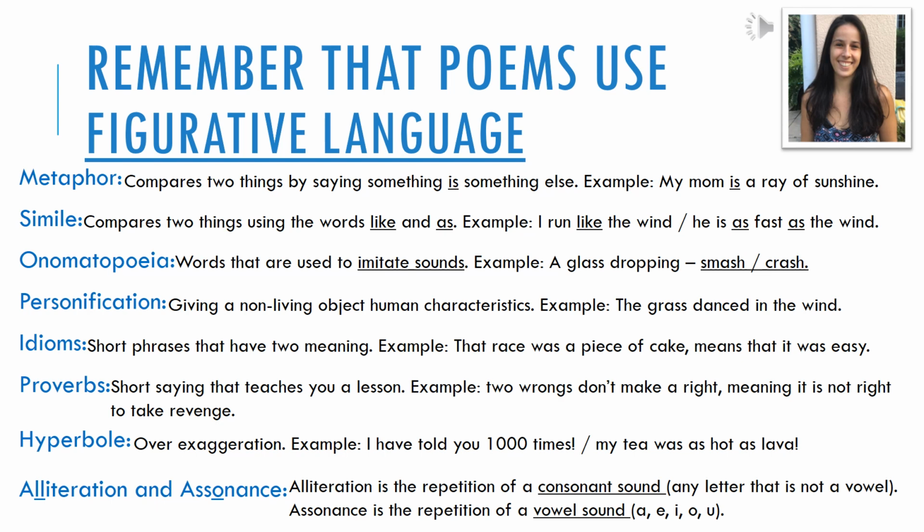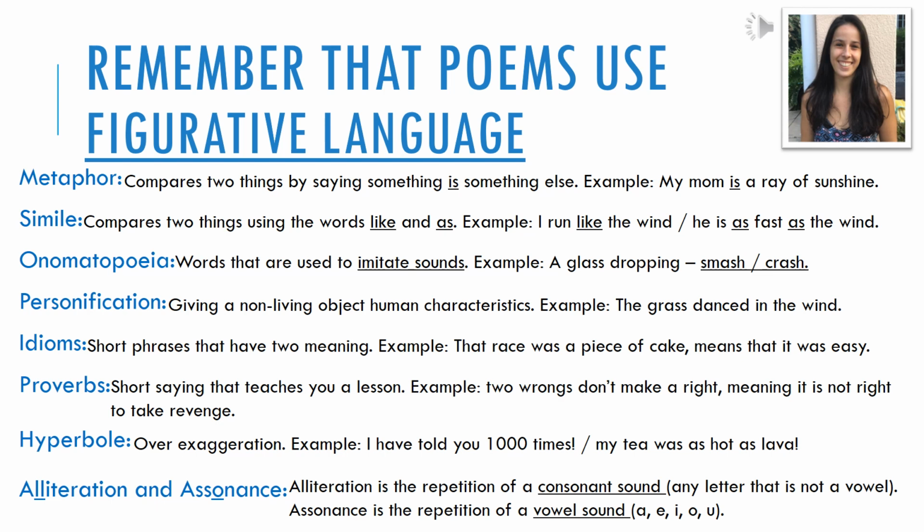Next, personification. Giving a non-living object human characteristics. So I'm taking an object that is not alive and I'm giving it the characteristics of a human that you and I would have. For example, the grass danced in the wind. Now it looks like the grass is dancing in the wind when the wind blows because it's moving all over the place, but it can't actually dance because it's not a human. So when I say the grass danced, I am personifying the grass by giving it the action of dancing.